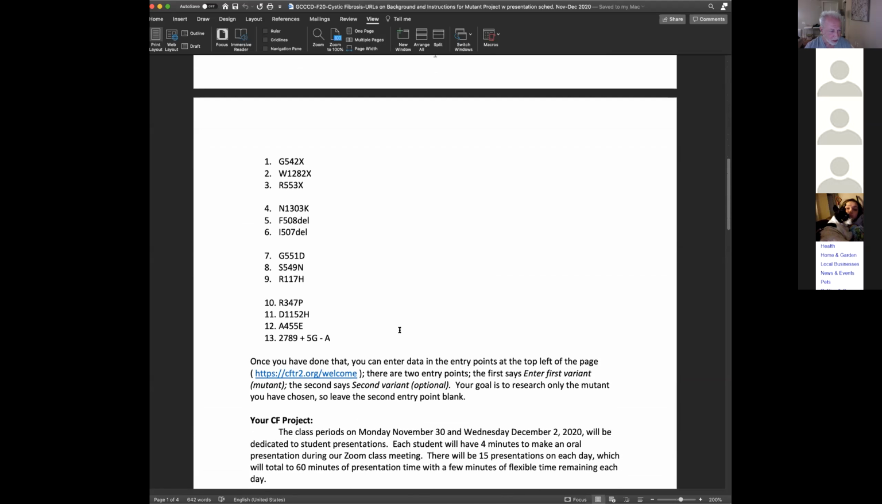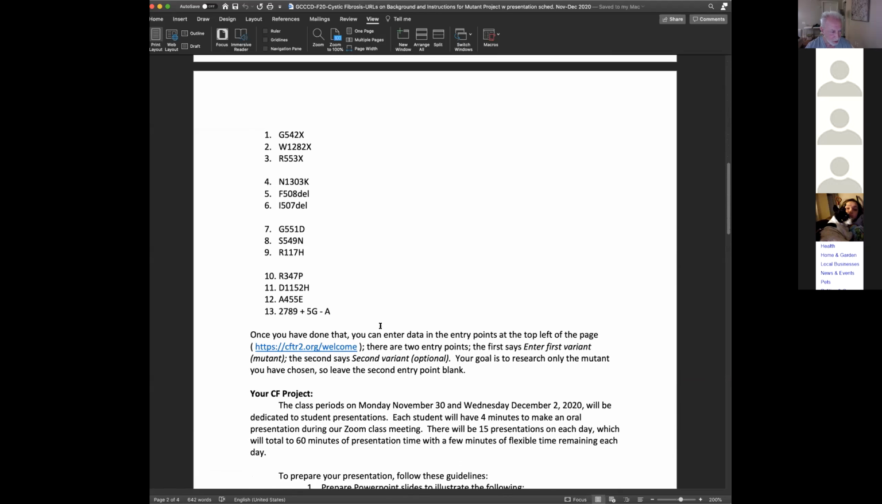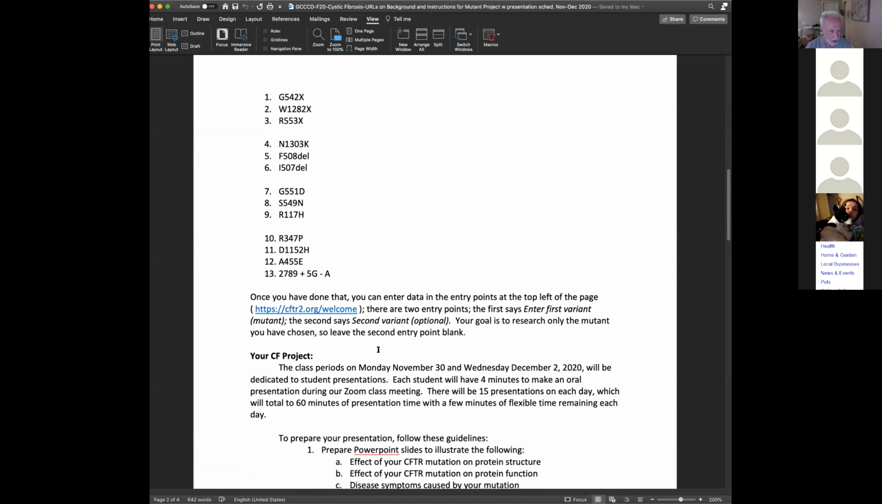The instruction here is that once you've chosen a mutant, you can go to the website, enter your mutant, and start to research it. What you will probably end up doing is finding some of the information you want on the website or other websites shown here, or you may have to look online elsewhere for some of the information you might want.